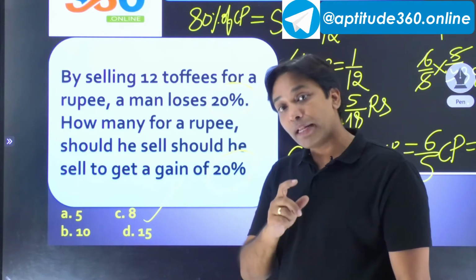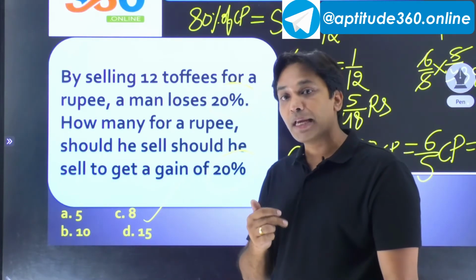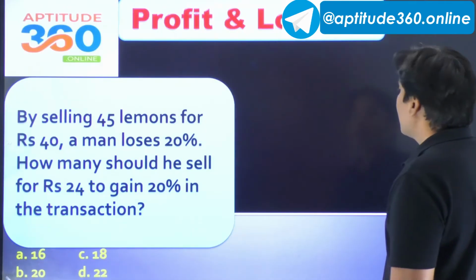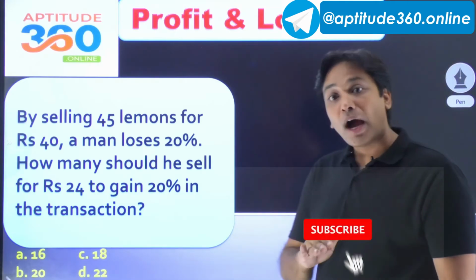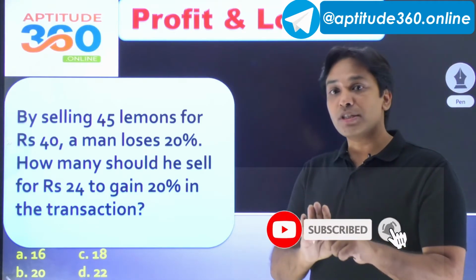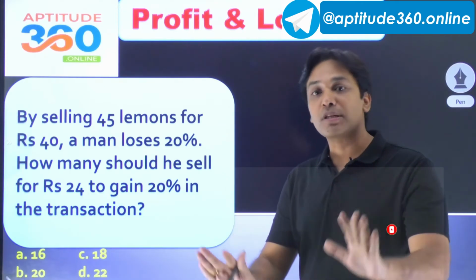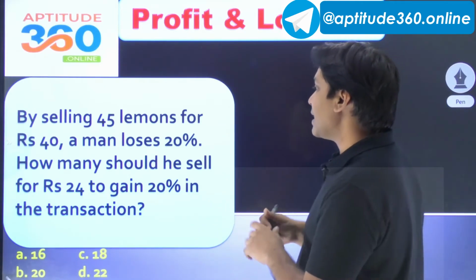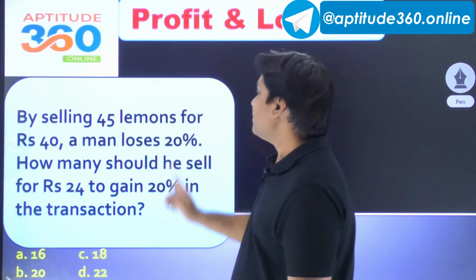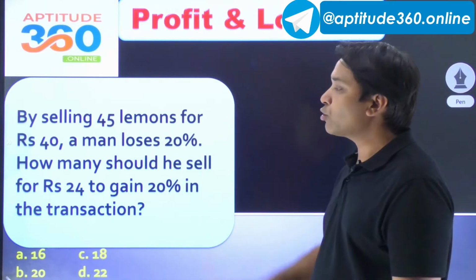In the second problem, I will do it a little faster. Watch and understand how quickly this is happening. So this is how I am going to be writing. The steps I would write in the examination, I am applying them here on this problem, assuming that you have now understood everything. So I'll say this. By selling 45 lemons for rupees 40, a man is losing 20%.